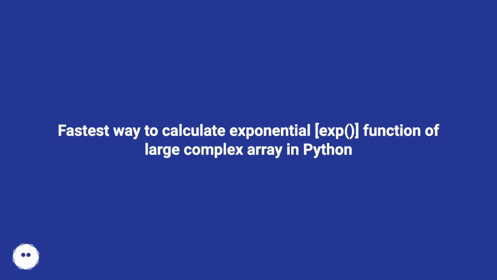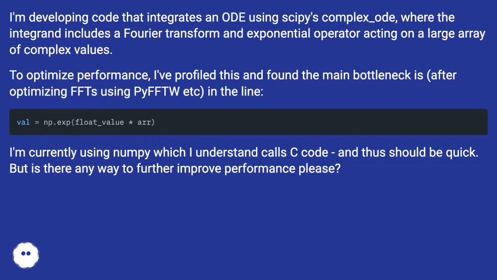Fastest way to calculate the exponential, exp, function of a large complex array in Python. I'm developing code that integrates an ODE using SciPy's complex_ode, where the integrand includes a Fourier transform and an exponential operator acting on a large array of complex values.